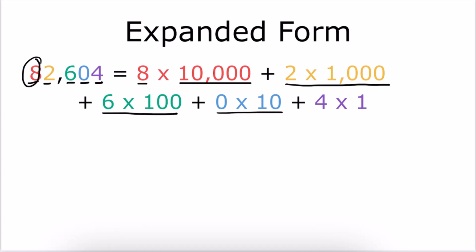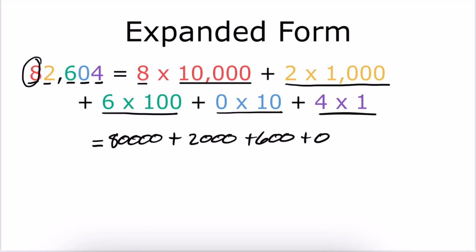The 0 in the 10 spot is 0 times 10. And the 4 in the 1 spot is written just as 4. Sometimes, depending on your textbook, this can also be written as 80,000 plus 2,000 plus 600 plus 0 plus 4, or sometimes they don't even write the 0, it's just like this. But writing out numbers in this way can really help students understand what the number actually means.